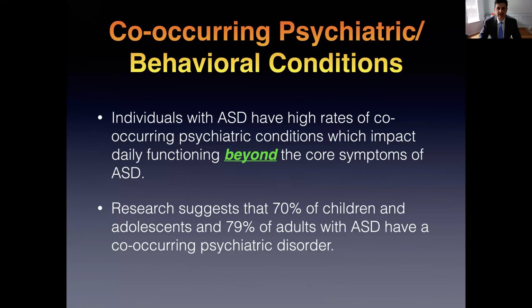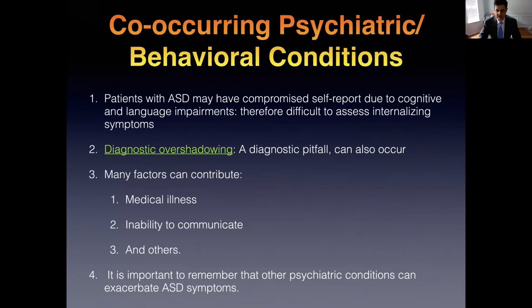In terms of finding these psychiatric conditions, it can be challenging because some individuals with autism are not able to self-report as easily as others. They may have language impairments or cognitive impairments. And therefore, it might be hard to see certain disorders like anxiety or depression. For instance, is the patient going to come up and say, hey, I'm depressed or I'm anxious, or might they express that in a different way? We talked about diagnostic overshadowing. Again, medical illnesses can factor in. The ability to communicate is a huge factor, and many others.